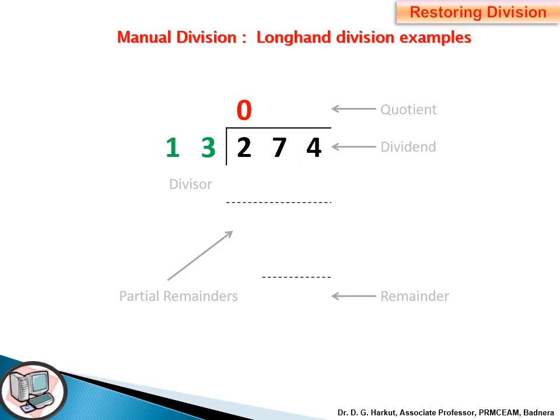Next, we will try to divide number 27 by 13. As number 27 is divisible by 13, quotient is 2 and we get partial remainder as 1. Next, we will consider the next digit of dividend, that is 4. Number is 14. We will try to divide number 14 by 13. As 14 is divisible by 13, we will get quotient as 1 and remainder as 1.